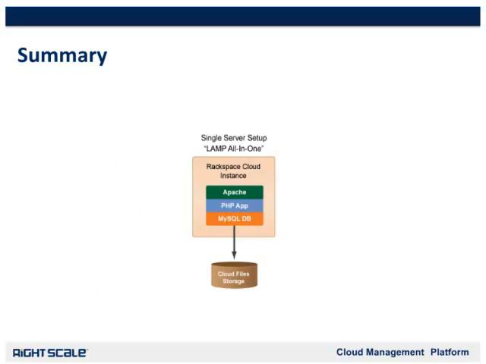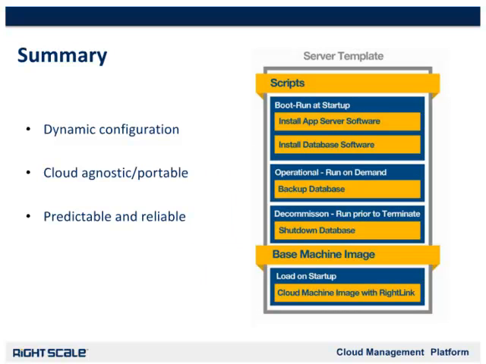This demo shows how to launch a LAMP all-in-one server on Rackspace as a simple example. Rather than launching servers from pre-bundled images, servers are dynamically configured on top of a base operating system image using the server template's RightScripts or Chef recipes, along with configuration inputs to provision, install, configure, monitor, and manage the server instances. Managing application configurations within server templates rather than from images dramatically improves the maintainability and reliability of cloud servers.